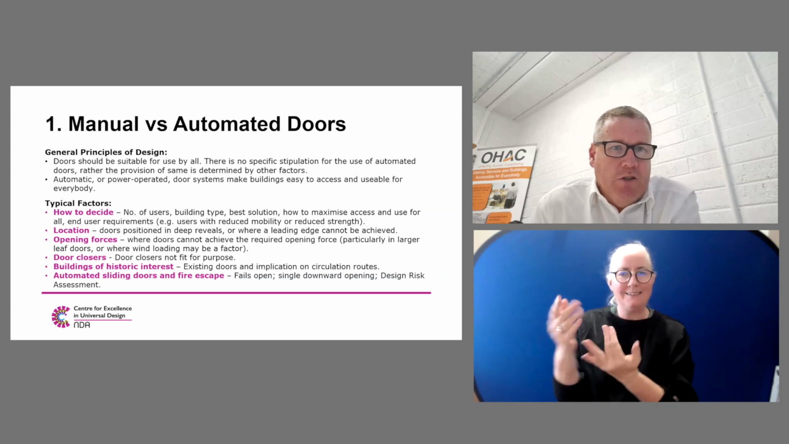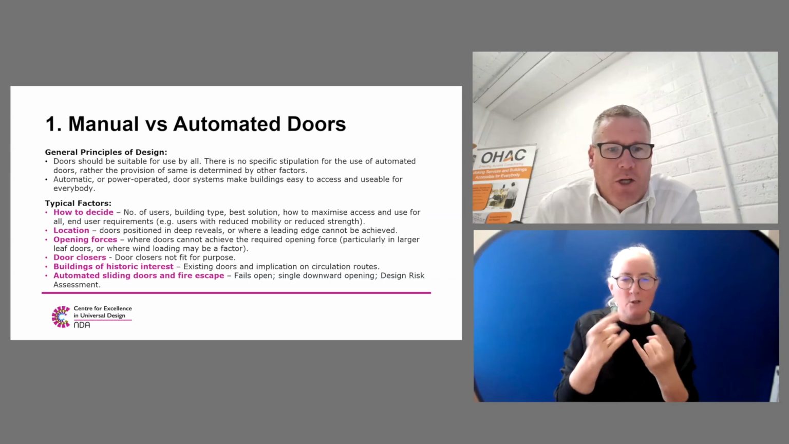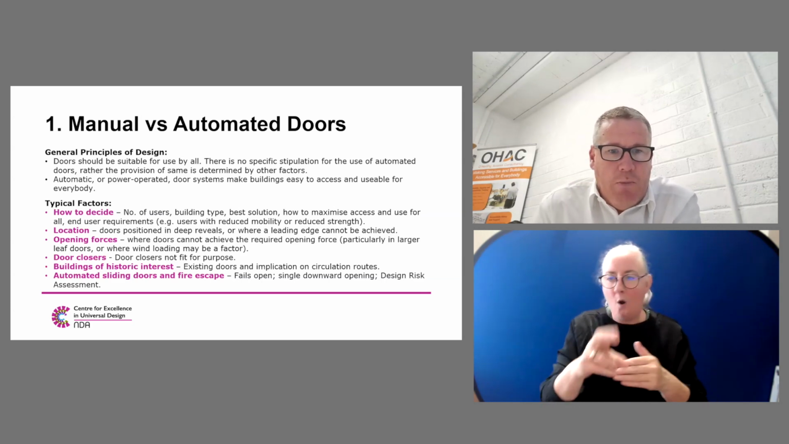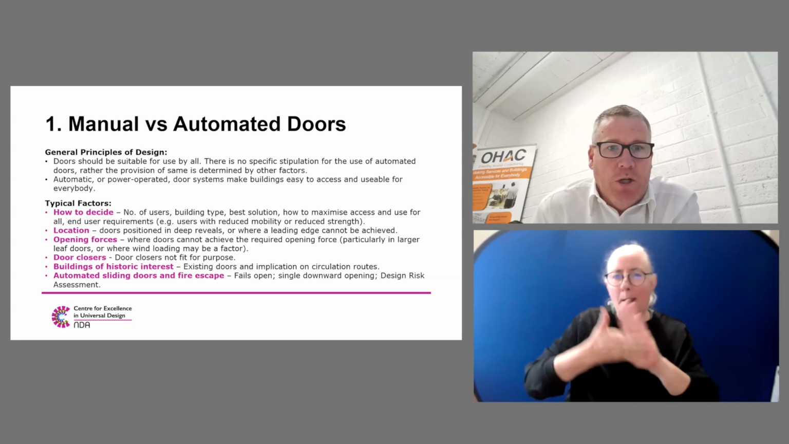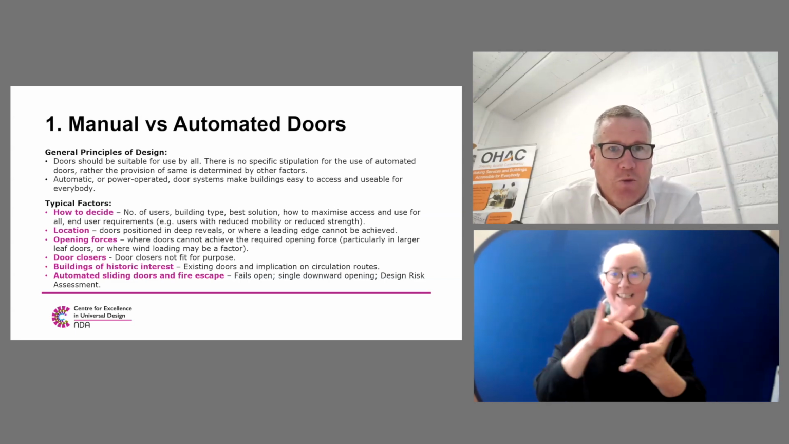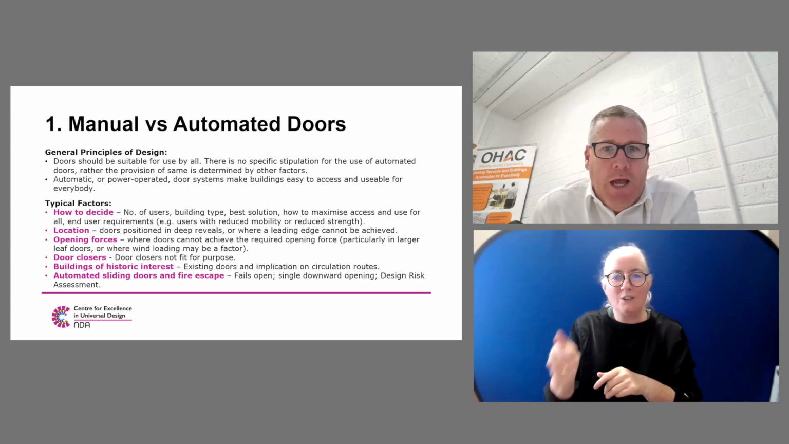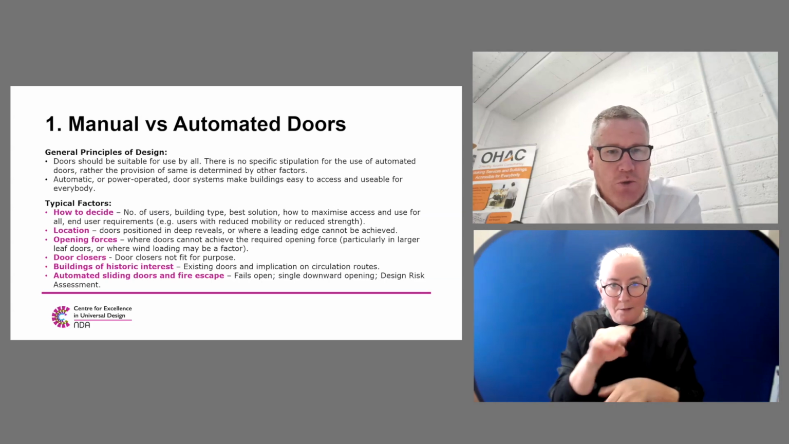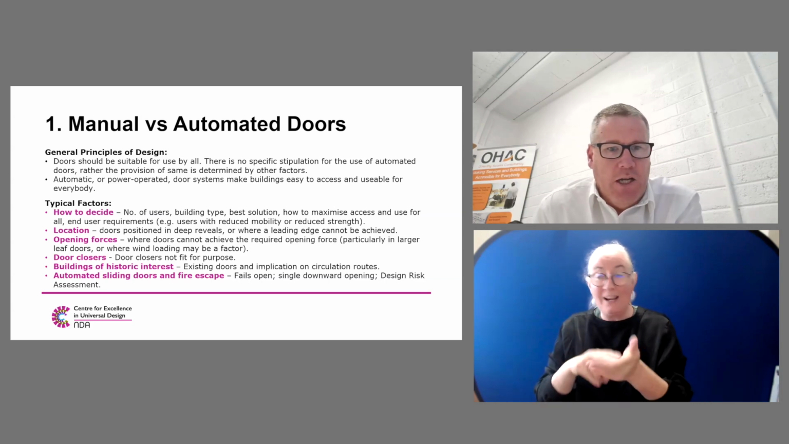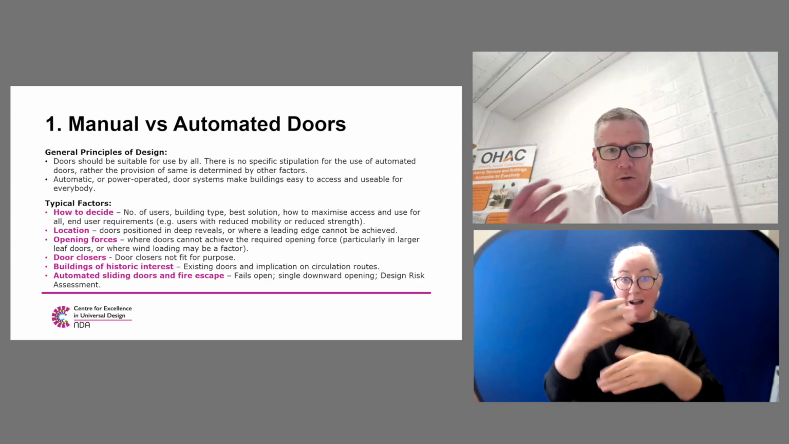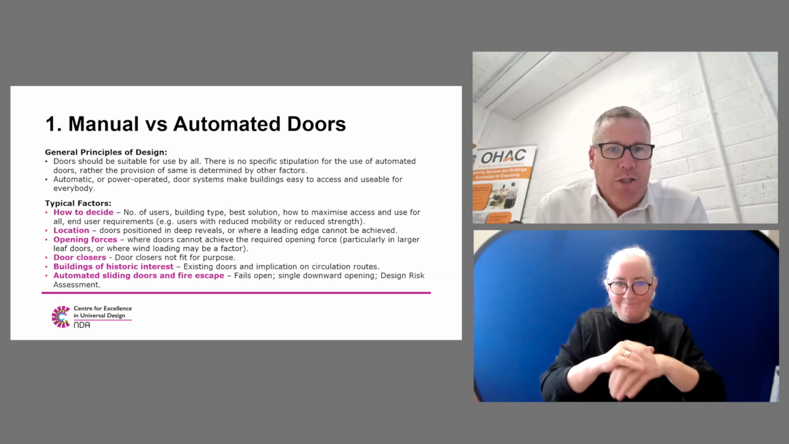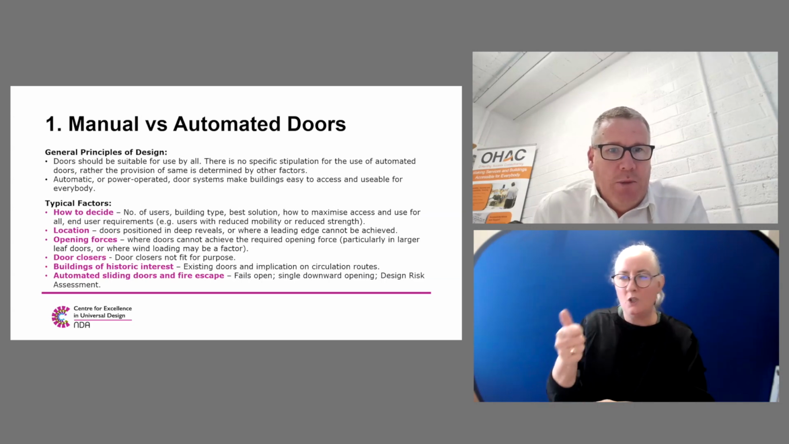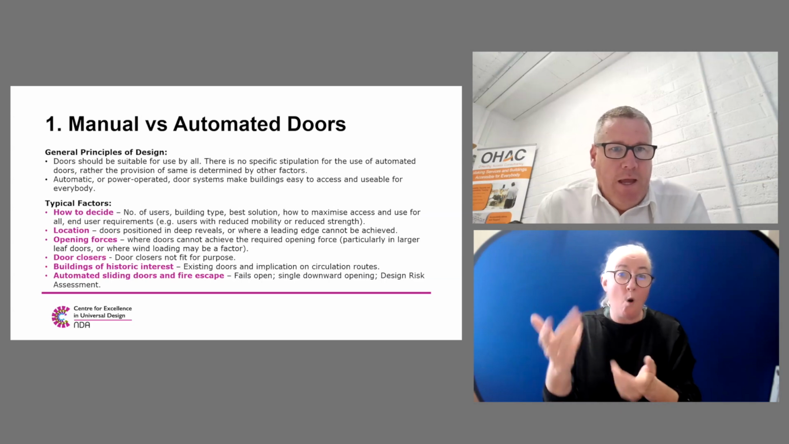Some of the typical factors to think about when designing your doors and choosing whether they will be manual or automated are the number of users and the building type. If it's, for example, a large recreational building with significant levels of users, you might go down the automatic door route. Consider how to maximize access and use for all users, and look at the end user requirements. You might be designing a healthcare facility with a lot of older people who may have dexterity issues or reduced mobility, so you might choose automated doors as the best option, or maybe power operated, and so on.